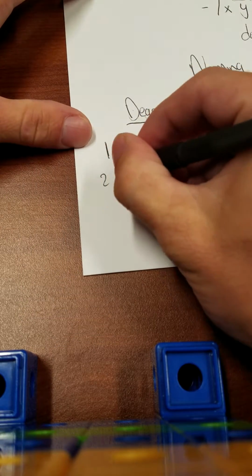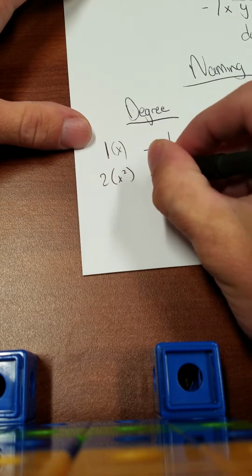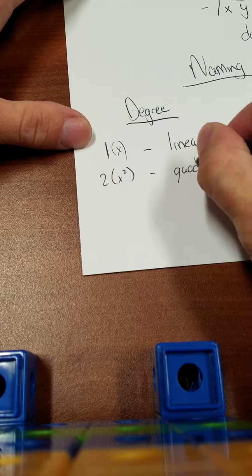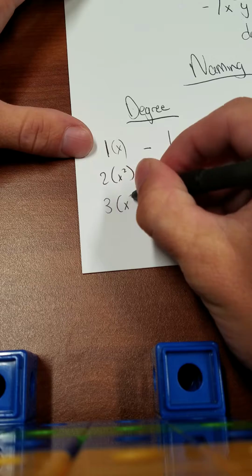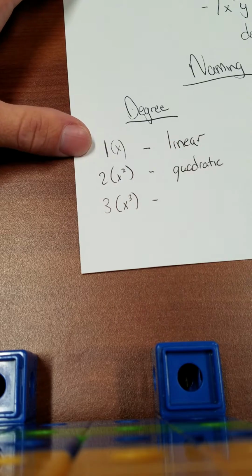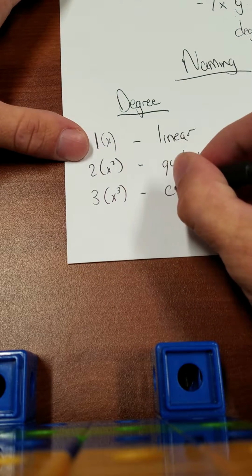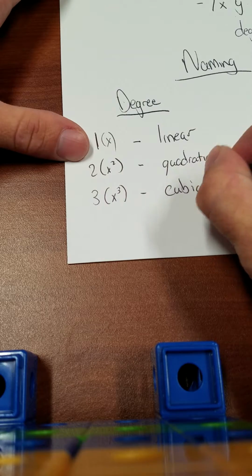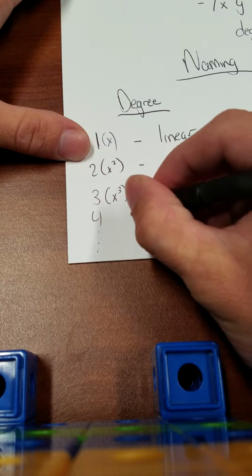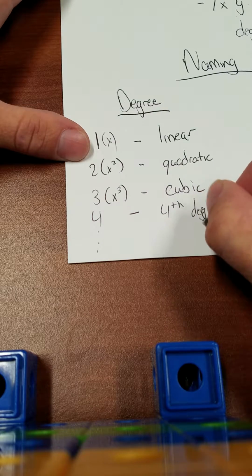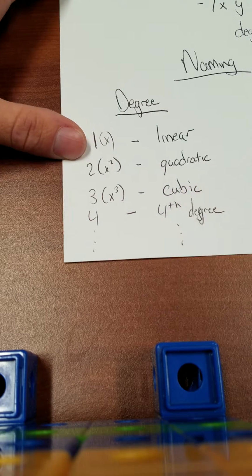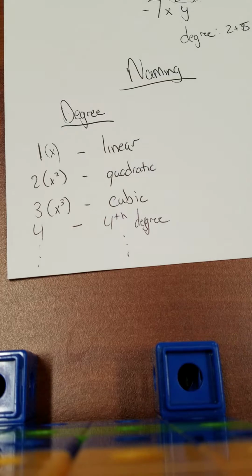If they have a degree of 2, so this might be like x squared, we call them quadratic. A degree of 3, x cubed, or whatever cubed, it doesn't have to necessarily be x, we call this cubic. And fourth and higher, we simply call it fourth degree, and so on and so forth. So 5th degree, 6th degree, 7th degree, whatever it happens to be.